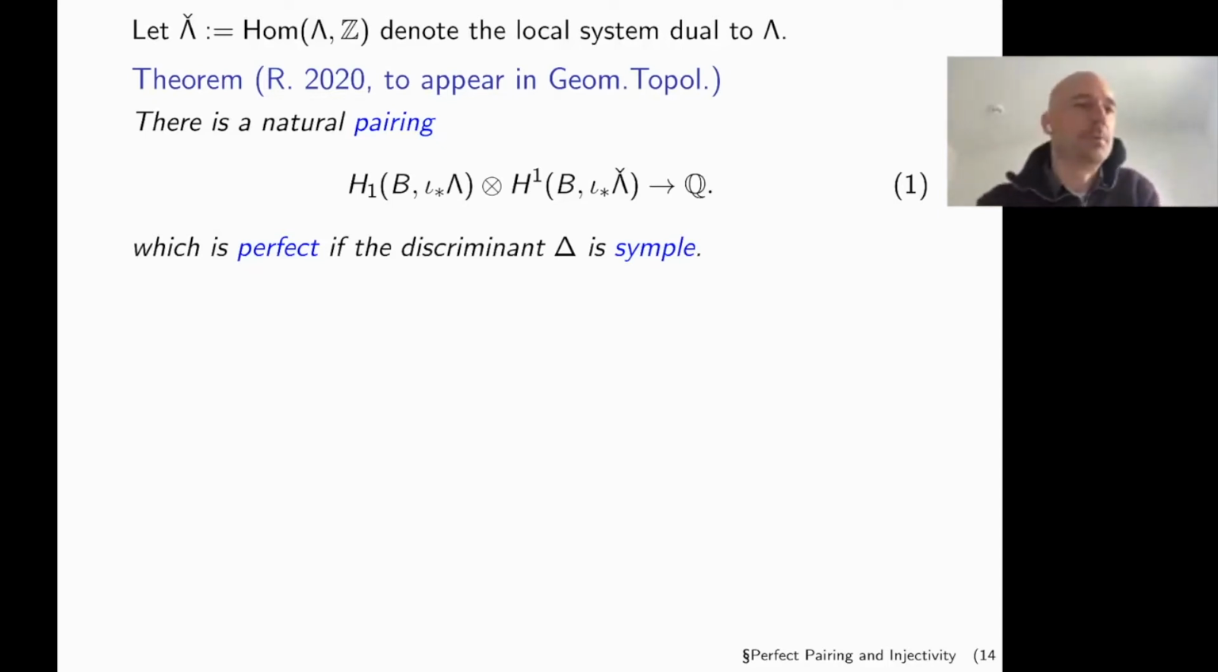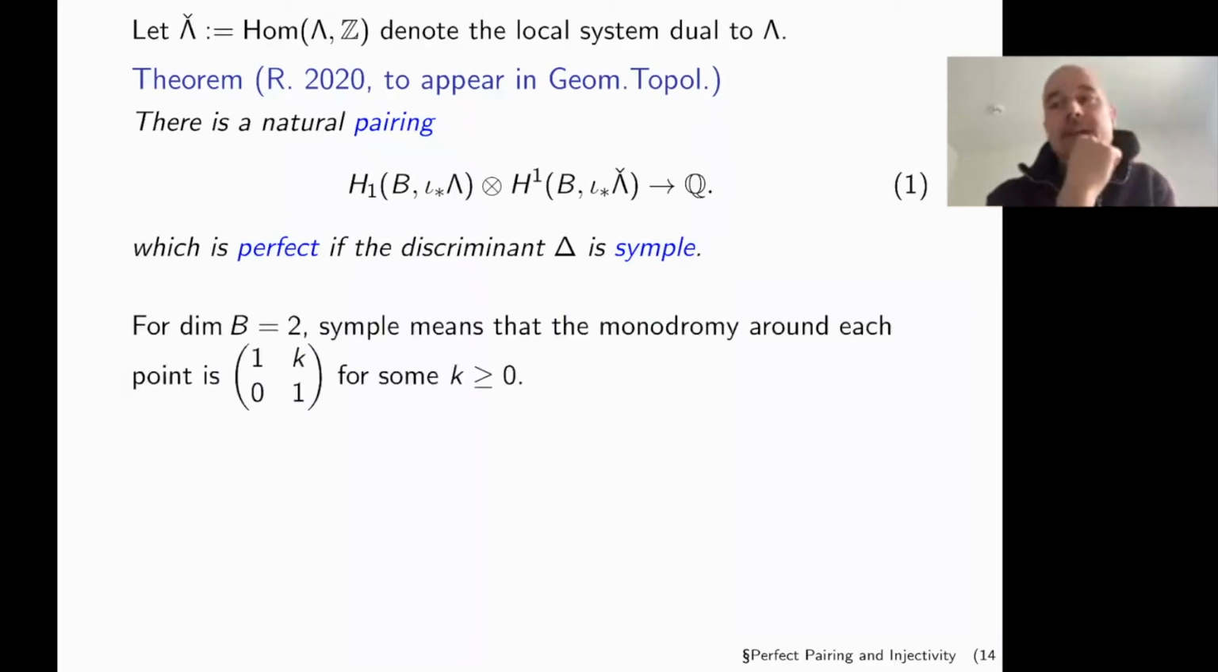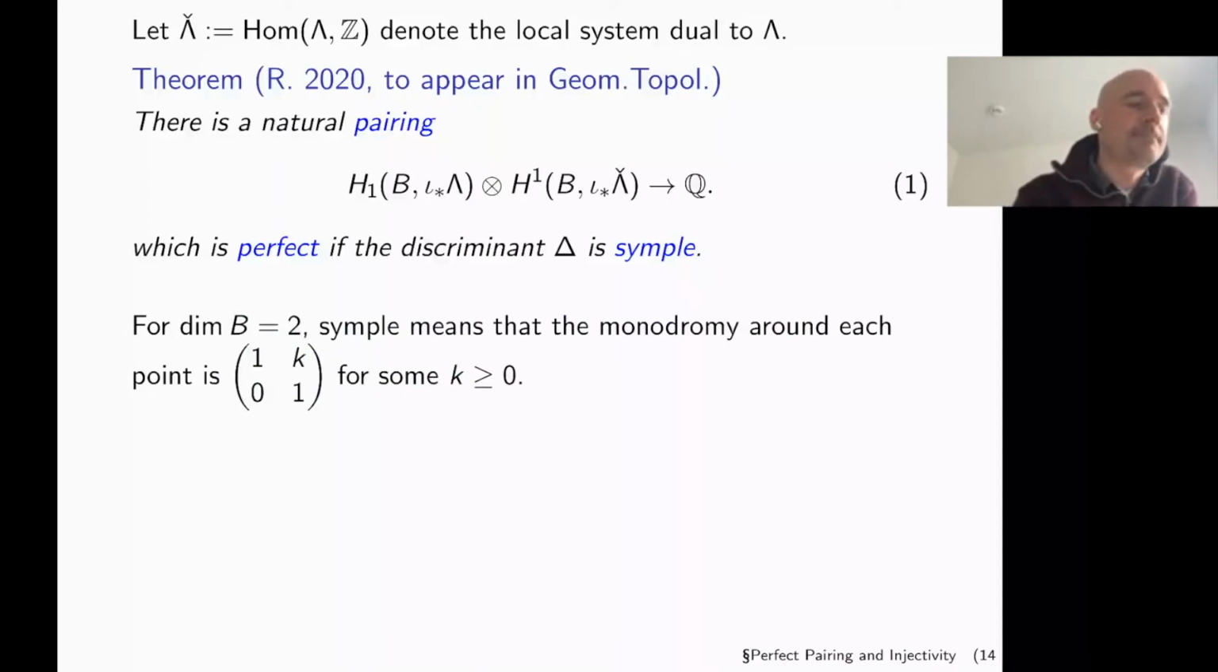So if the discriminant is simple, which is actually true in all our cases that we looked at, but let me give you a bit of an idea what simple in general means. If the dimension of the base is 2, like the examples we looked at, then you can study the monodromy that you have around a singular point. It basically should be a Dehn twist. So it has this shape. It's this matrix, which is a shear matrix for some k.